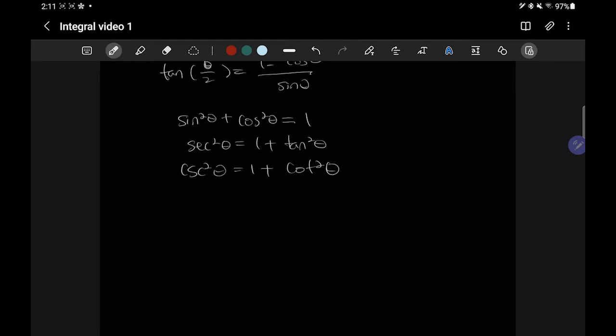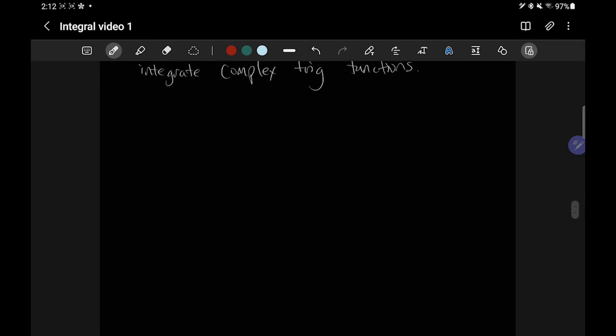How to integrate complex trigonometric functions. So let's start with an example. The integral of cosine cubed x dx.